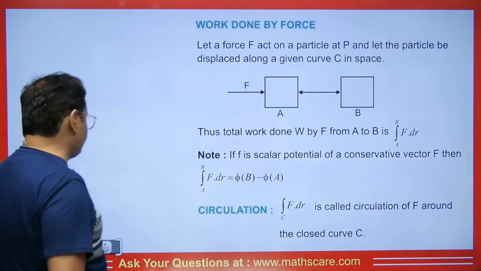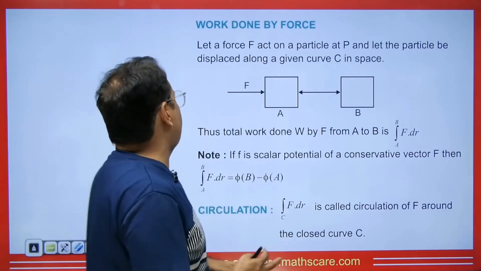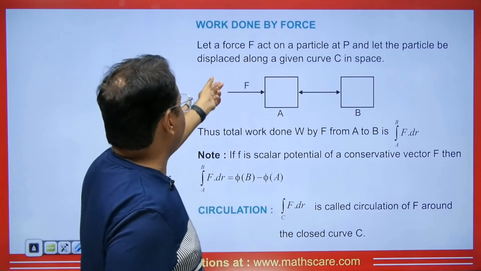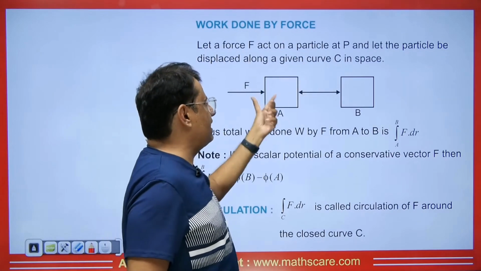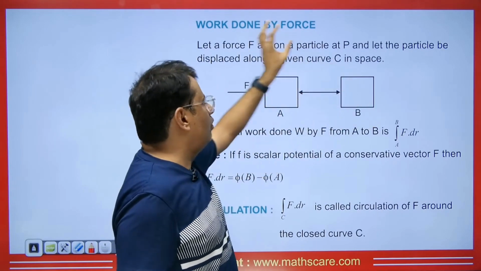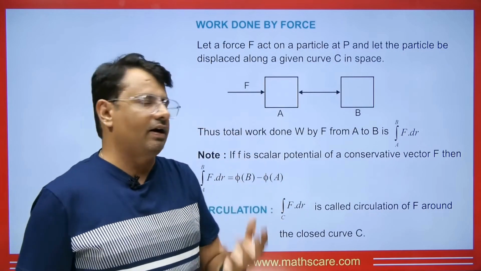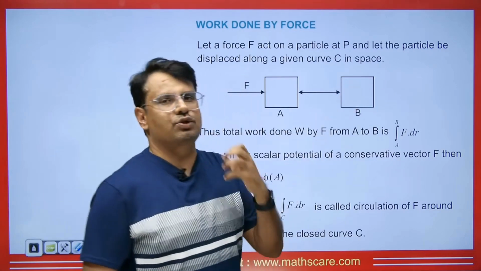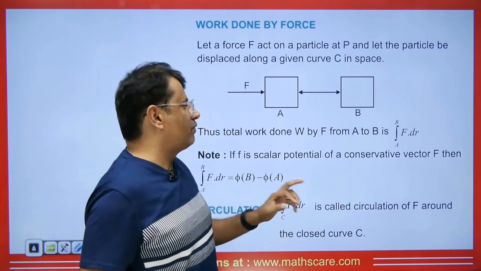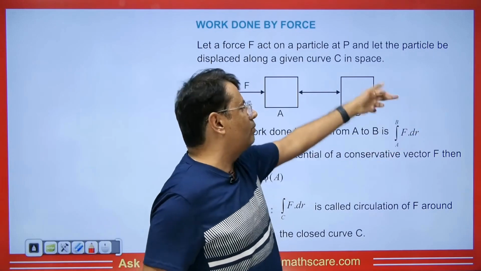Sometimes the question asks about work done. Let a force F act on a particle at P and let the particle be displaced along a given curve C in space, meaning a force moved the particle from here to here. So how much work was done in moving it from here to here? We have a formula here. The formula for work is force into displacement, so the work will be the integral of F dot dr from A to B.